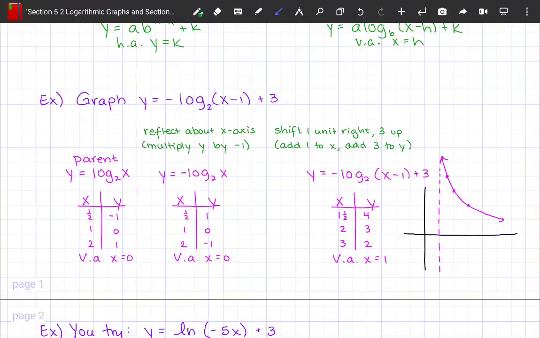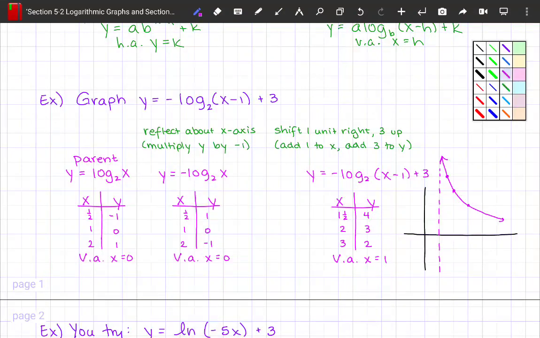And if we think of the domain and range, well, we can see that the graph is only to the right of that vertical asymptote, so x has to be greater than 1. And y, for logarithms, it's always going to be in the set of real numbers.